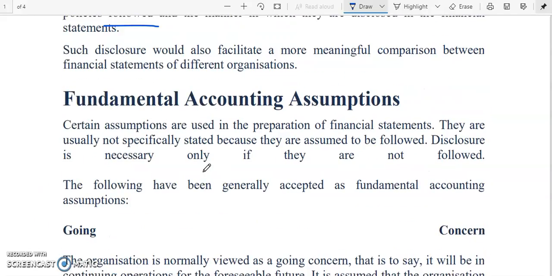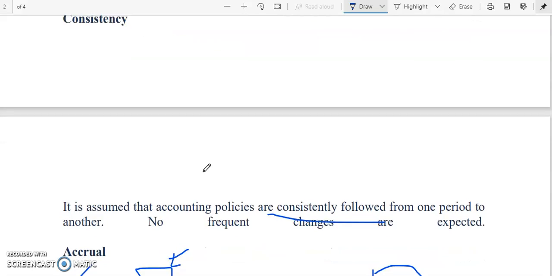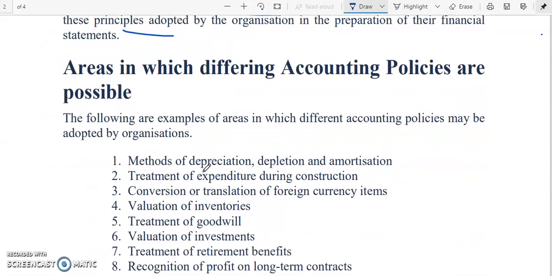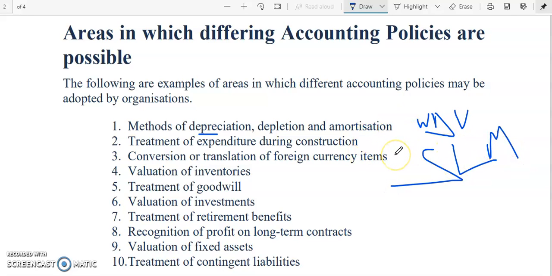So what are the three fundamental accounting assumptions? Going concern, consistency, and accrual. Now, there are different areas in which different accounting policies are possible. For example, method of depreciation: you can follow the WDV method or you can follow the SLM method. So there are different accounting policies for the purpose of depreciation.